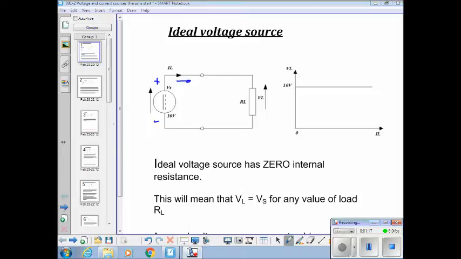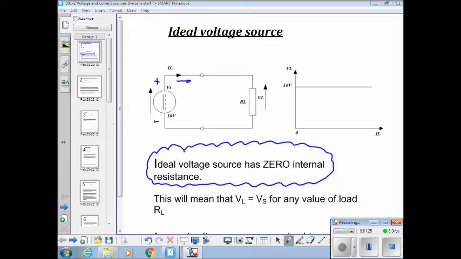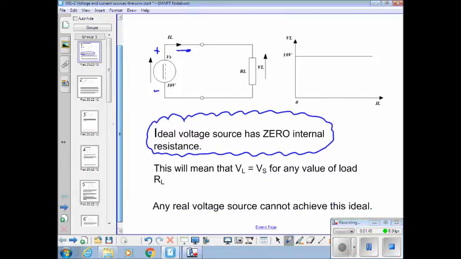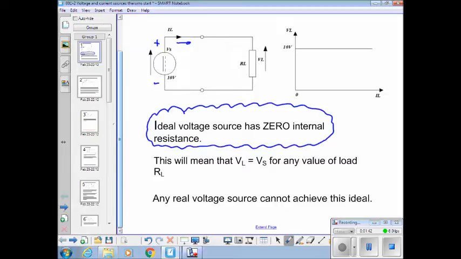And this is the important point that you need to focus on, because three of the techniques involve you knowing that an ideal voltage source would have 0 internal resistance. Any real voltage source cannot achieve that ideal.